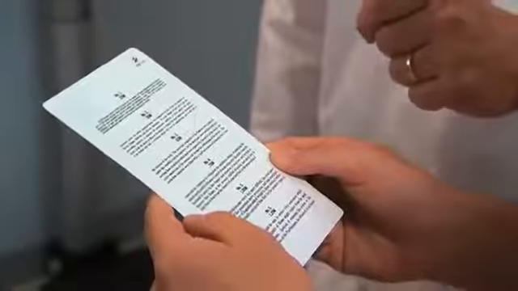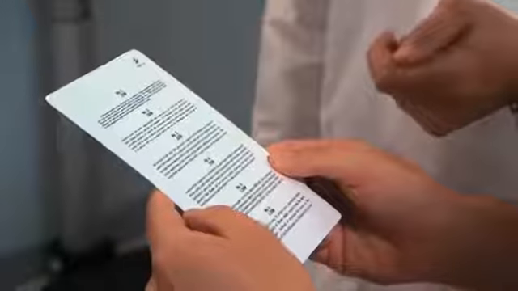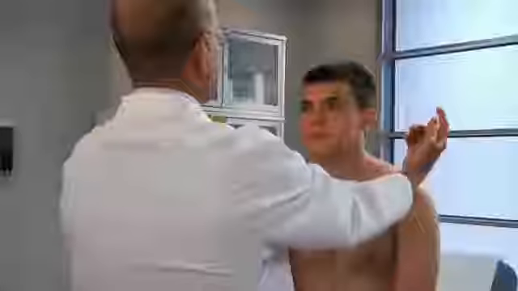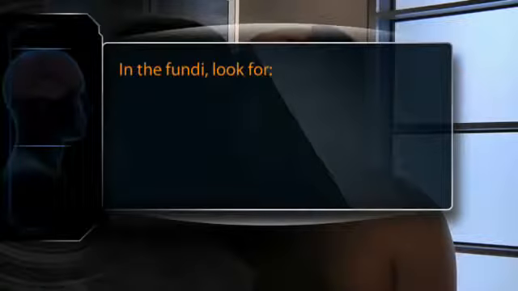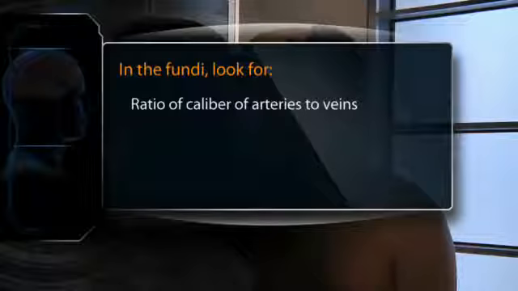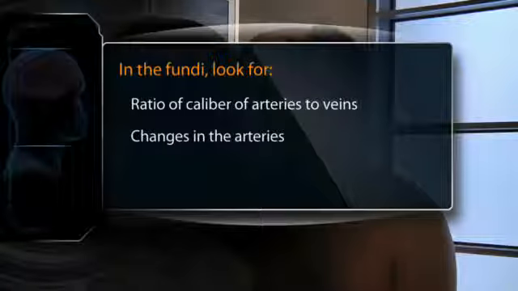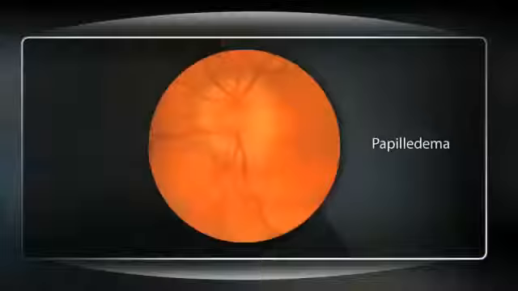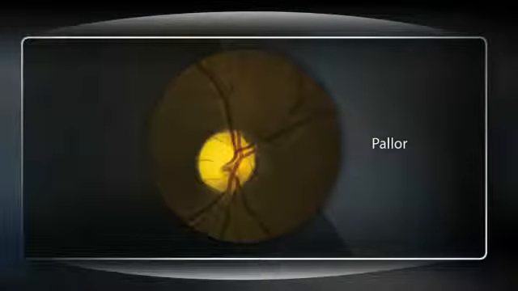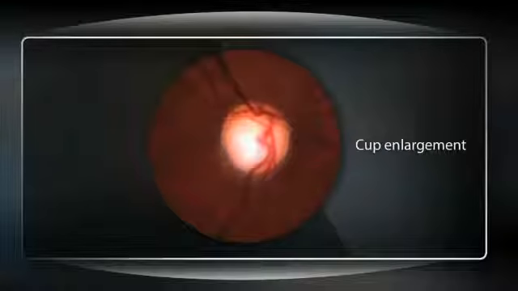To assess its function, check the patient's visual acuity, visual fields, and removing glasses if necessary, inspect the optic fundi of both eyes. In the fundi, be sure to inspect the ratio of the caliber of arteries to veins, usually 2 to 3, and changes in the arteries, like vascular narrowing. Also look for papilledema, pallor from optic atrophy, and any cup enlargement suggesting glaucoma.